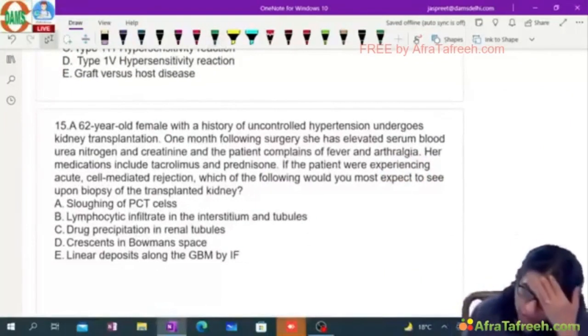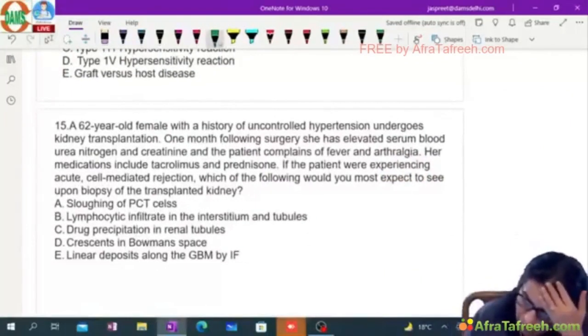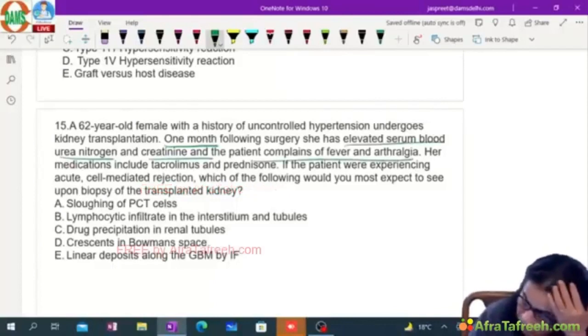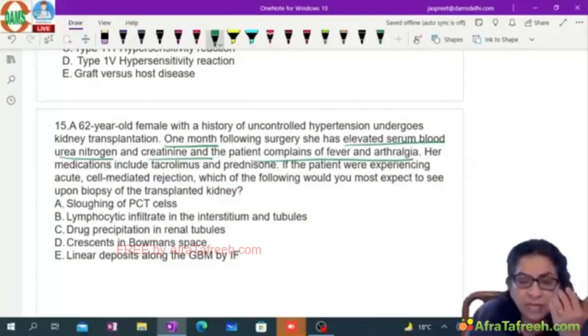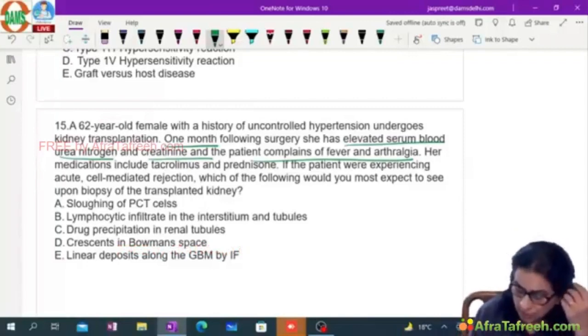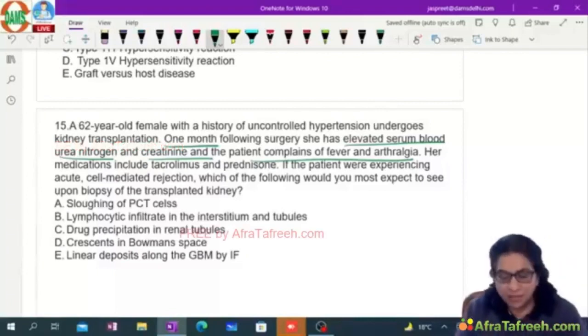Then the next question. A 62-year-old woman with a history of uncontrolled hypertension undergoes a kidney transplant. One month following the surgery, she has elevated blood urea nitrogen and creatinine, and the patient complains of fever and arthralgia. Her medications include tacrolimus and prednisolone. Again, immunosuppressive therapy. If the patient were experiencing acute cell-mediated rejection, which of the following would you expect to see upon biopsy of the transplanted kidney?